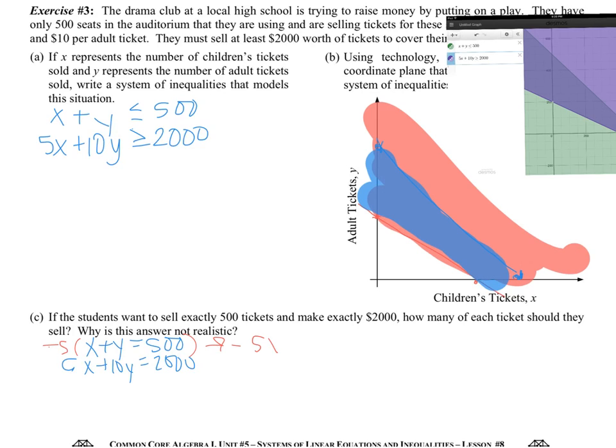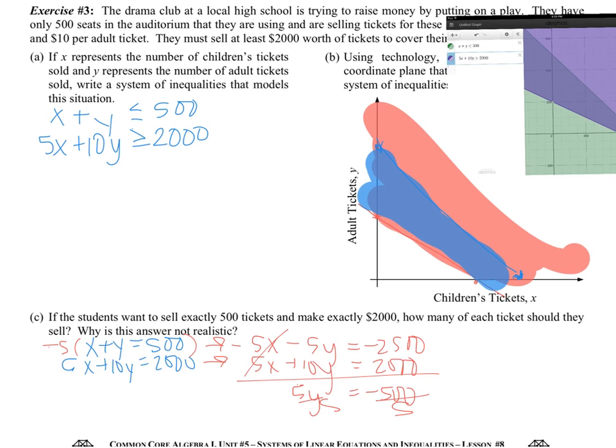So it becomes -5x, -5y equals -2,500. We're going to move this over, so 5x plus 10y equals 2,000. And now I have 5y equals -500, divided by 5, y equals -100. The reason why it's not true is because you cannot sell a negative number of tickets, so it is not true because of that negative number.